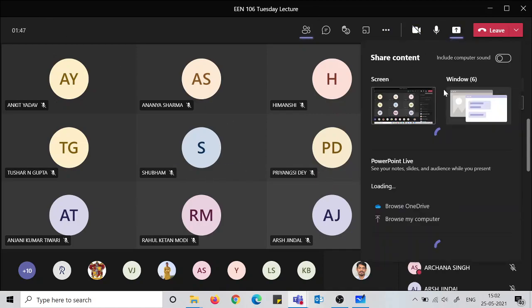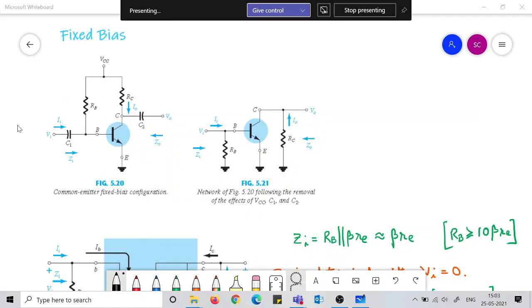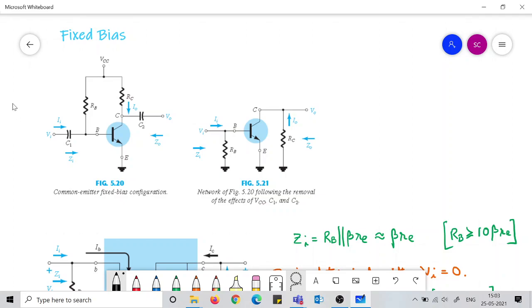So last day we studied about the AC equivalent circuit of a BJT network. BJT network means any network where a BJT is also an element placed in the network, and when we have to do the AC analysis, the approximation that we did is to short the capacitors. That is the first thing.